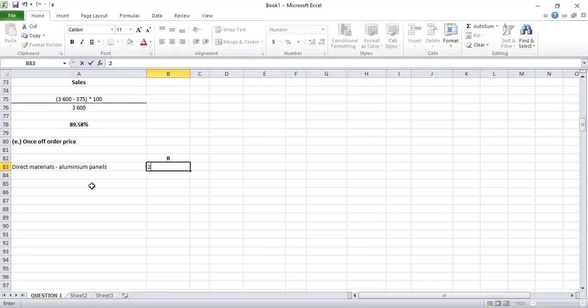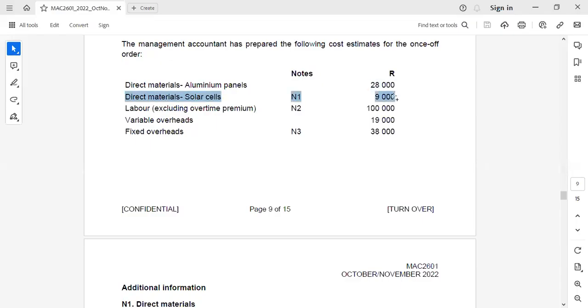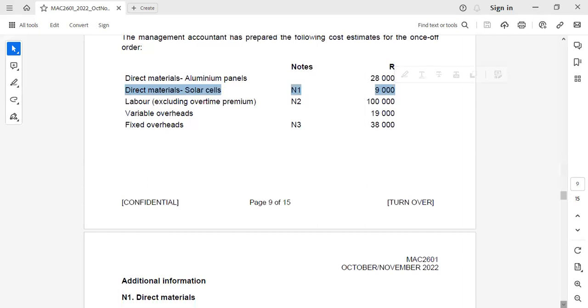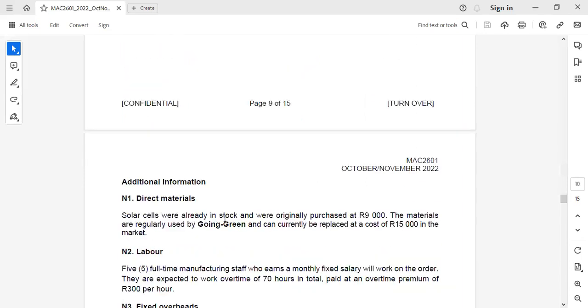28,000. Then direct materials, solar cells, 9,000. We have to go to N1. Solar cells were already in stock. They are already in stock and were originally purchased at 9,000. The materials are regularly used by going concern and can currently be replaced at a cost of 15,000.